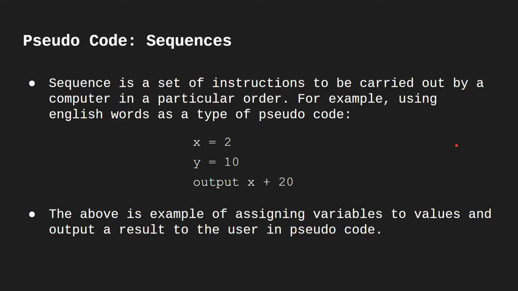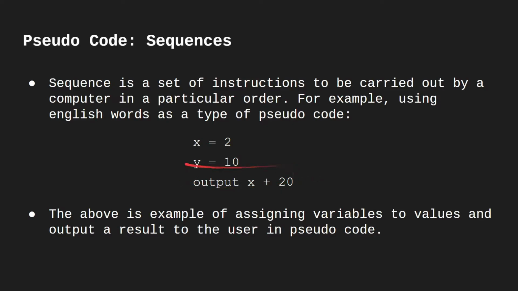So let's go ahead and get some pseudocode examples. This code in the center is not going to execute on anything. It's just an example of us trying to understand how code looks and what it can do. So let's start with sequence. A sequence is a set of instructions that can be carried out by a computer in a particular order. For example, using English words as a type of pseudocode, we can say something like the center code where x equals 2, y equals 10, and then we can output x plus 20.